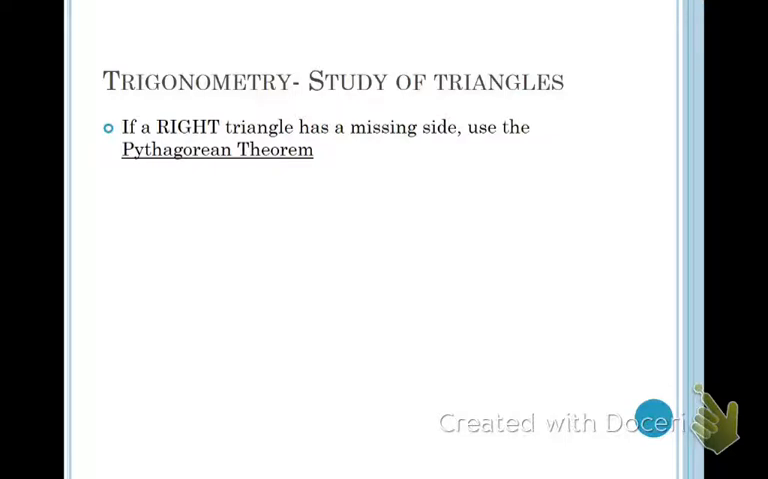Okay? So, the first thing is, if you have a right triangle and it has one missing side, you can use the Pythagorean theorem. I do want you to write that down. This is going to help you learn how to problem solve in this section. So, in a right triangle, if it has a missing side, you use the Pythagorean theorem.